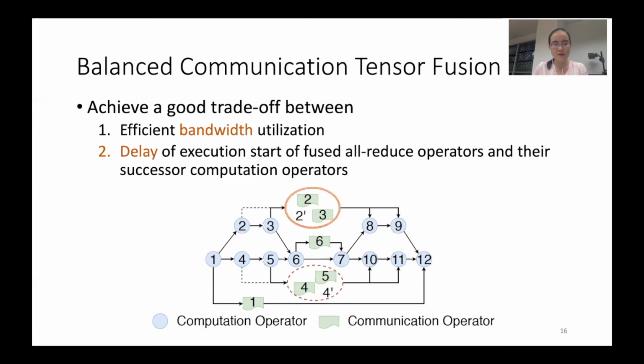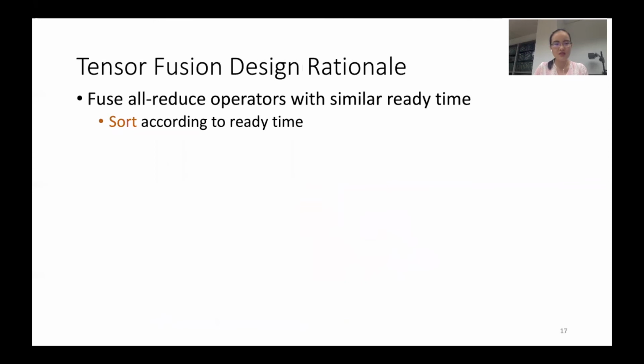However, for the fused all-reduced tensor 2', it can only start after its precedent operator 3 is done, and its successor computation operator 8 can only start after the whole fused tensor has arrived. So for the design rationale, we fuse the all-reduce operators with a similar ready time. This can be done by sorting these all-reduce operators according to their ready time.